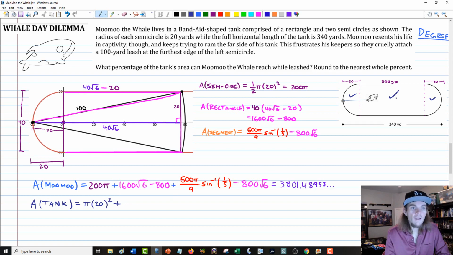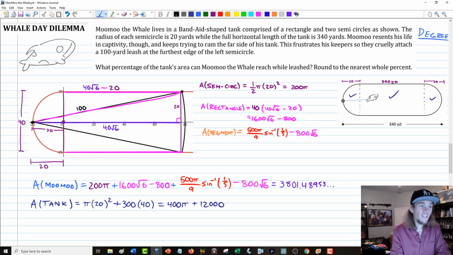And then second, we have a rectangle's worth of area, and that rectangle is width 300 and height 40 from the 220 unit radii. And if we combine those two pieces together, we'll have 400 pi plus 12,000. So there is the area of Moo, the area of the tank. What we want to figure out is, of course, the percentage.